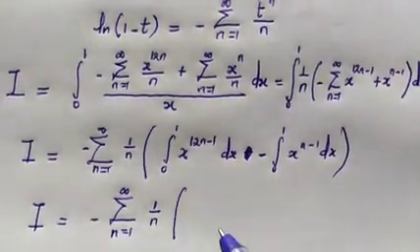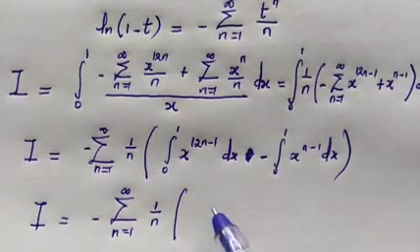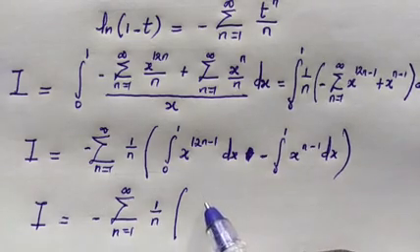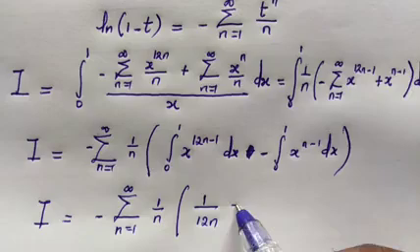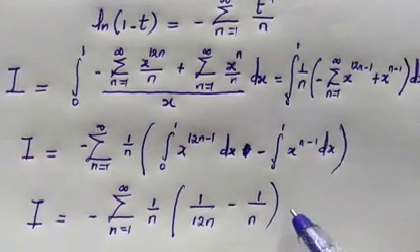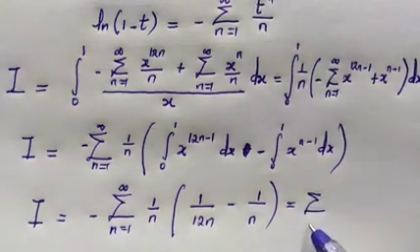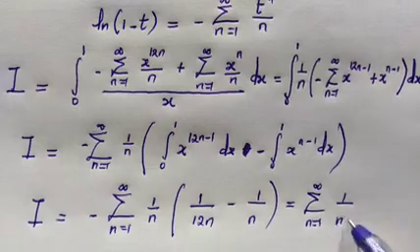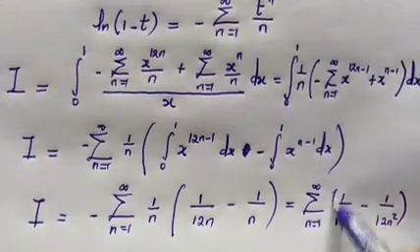So remember, this is going to be x to the power of 12n minus 1 plus 1 divided by 12n minus 1 plus 1, giving us just 12n. And when you insert the limits of integration, we're going to have 1 over 12n from here. And then minus here, we're going to have 1 over n, okay? So here, if you take the negative 1 over n inside, we get the sum as n goes from 1 to infinity of 1 over n squared minus 1 over 12n squared.